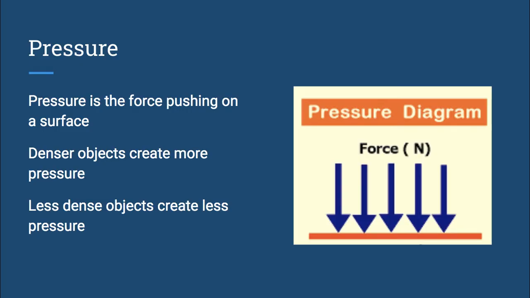Now, the denser an object is, the more pressure it creates. Imagine a balloon and a bowling ball. Both are about the same size. The bowling ball is much more dense. If I put a bowling ball on your hand, it would feel like it has a lot more pressure than if I put a balloon on your hand. So more dense objects create more pressure, and less dense objects create less pressure.